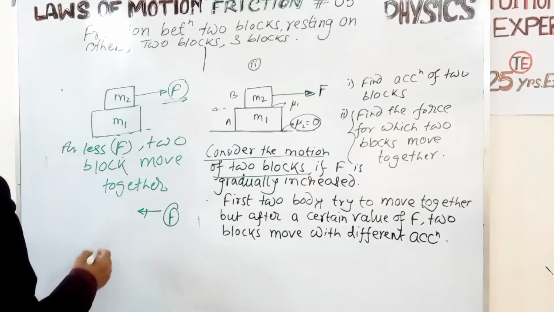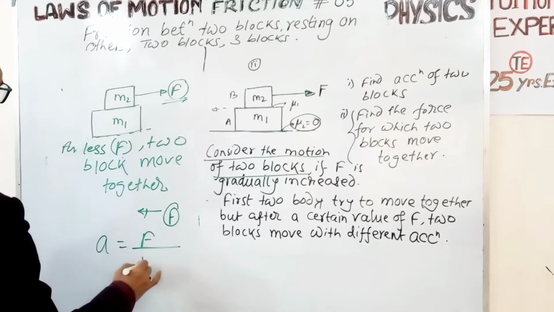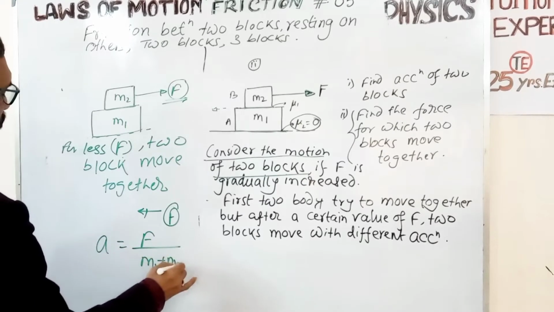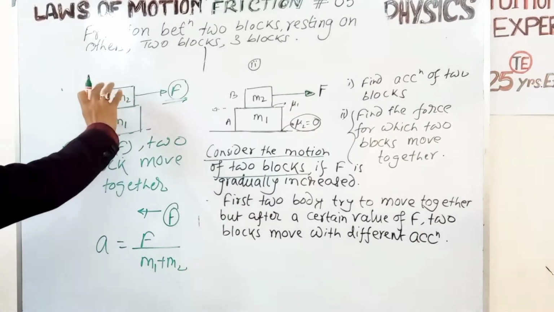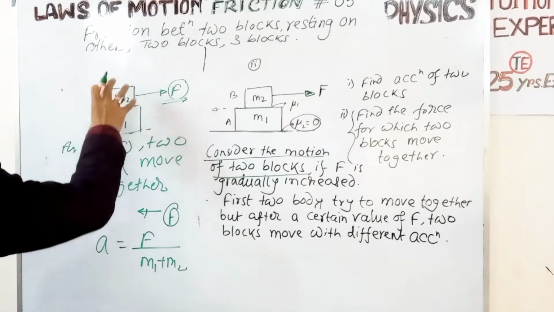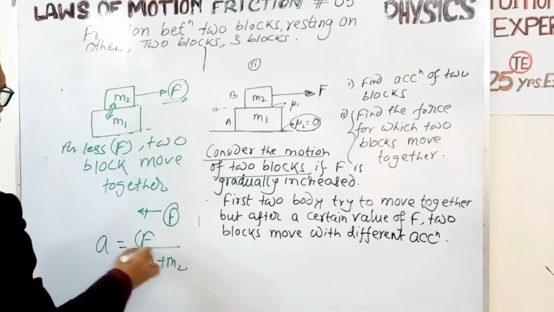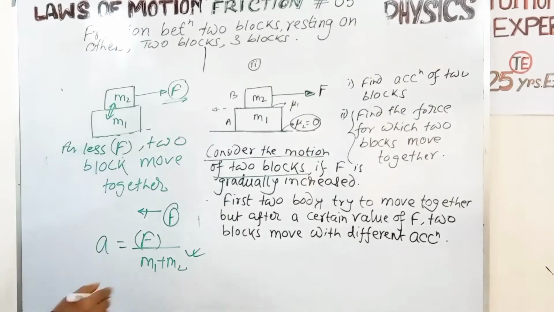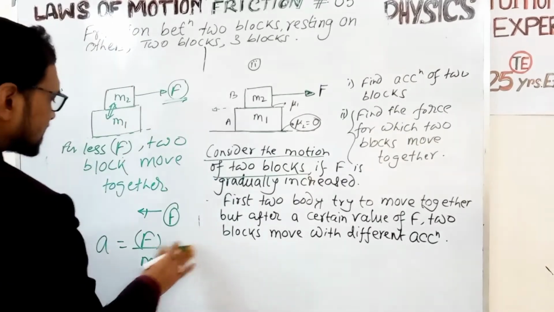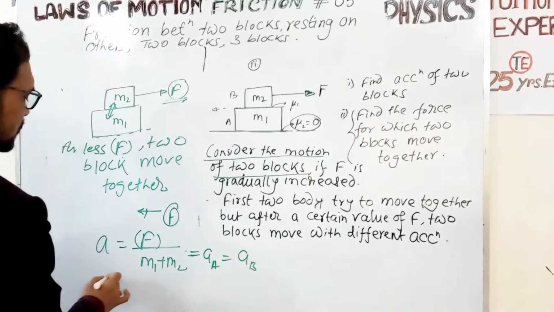Now what is the acceleration of the two blocks? Acceleration equals force by total mass. As the two blocks move together, take the two blocks as a whole unit, as a whole mass. So acceleration equals force by mass. This is the answer. With this acceleration, the two blocks will move. That is, this is the acceleration of A as well as the acceleration of B.